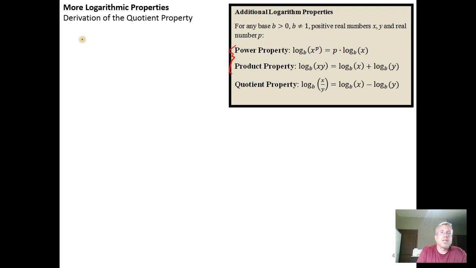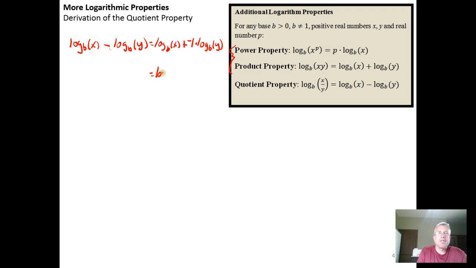So we want to recognize that if we have log base b of x minus log base b of y, that we can rewrite this subtraction as an addition if we multiply log base b of y by -1. So in other words, log base b of x minus log base b of y is the same as log base b of x plus -1 times log base b of y.